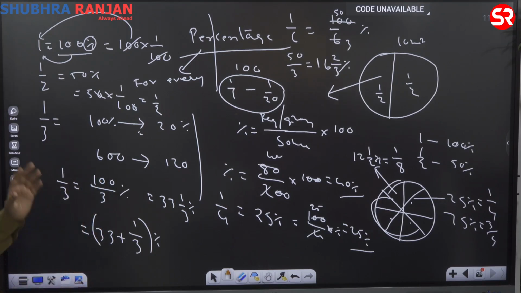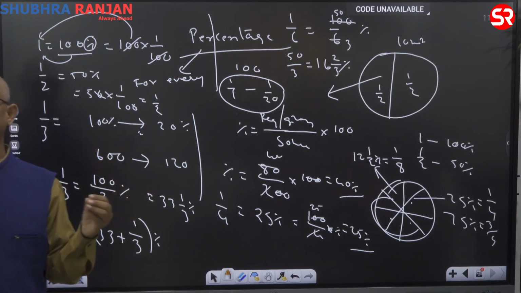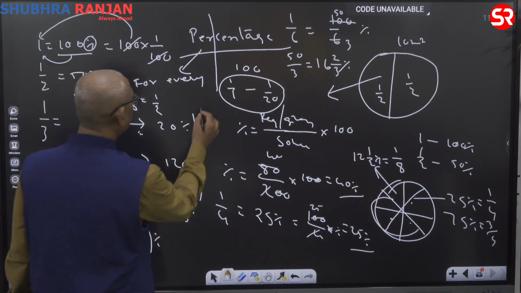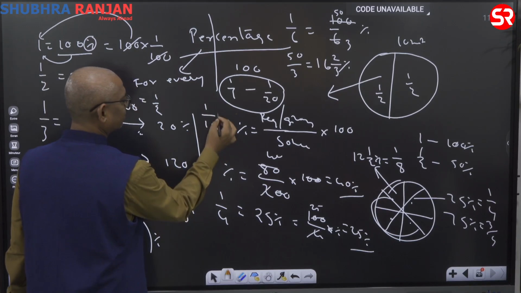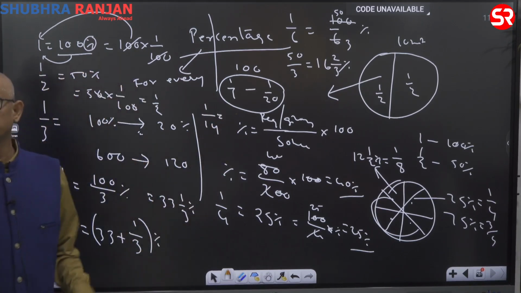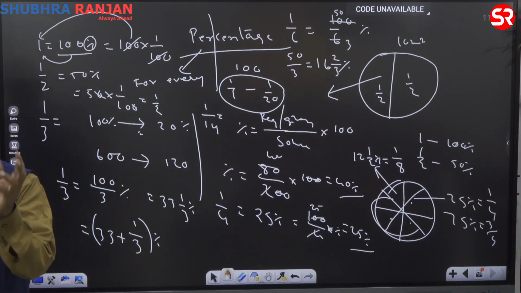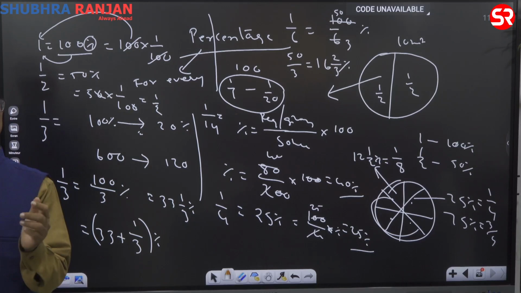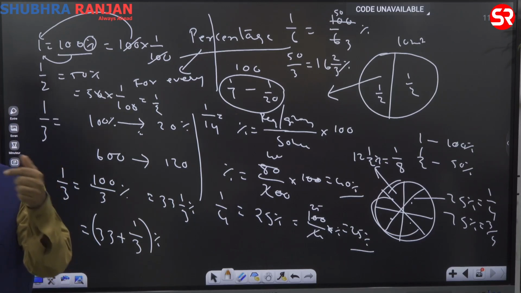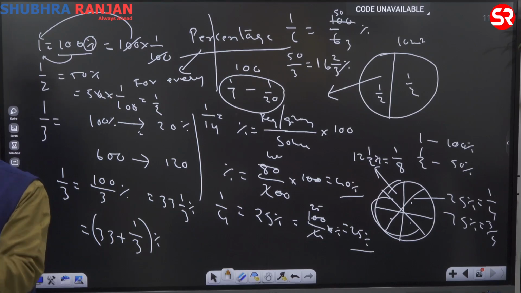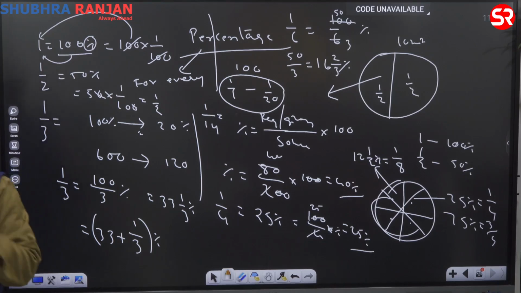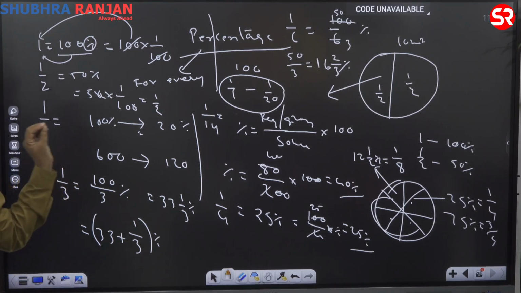Sometimes you will get such questions, that is, what is the percentage of 1 by 14? So immediately you have to remember 100. What is 100 by 14? That is 50 by 7. What is 50 by 7? 7 sevens are 49. What is the remainder? 1. So answer 7 1 by 7%. Got it? You have to go in this way.